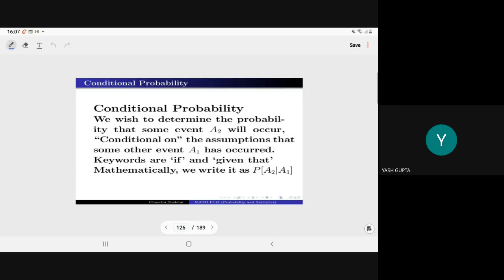So we wish to determine the probability that some event A2 will occur, conditional on the assumption that some other event A1 has already occurred. If we have keywords like if, given, then we say there is conditional probability, and we have to compute it. It means we have to compute the probability of occurrence of A2 given that A1 has already occurred.